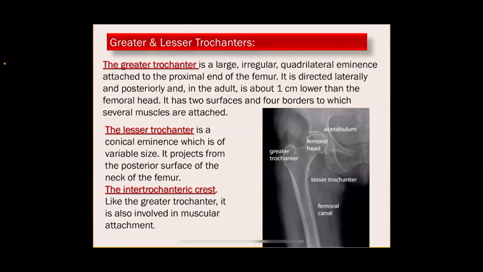The lesser trochanter is a conical eminence, which is of variable size. It projects from the posterior surface of the neck of the femur. This is the lesser trochanter. The intertrochanteric crest, like the greater trochanter, is also involved in muscular attachment. This is the intertrochanteric crest.